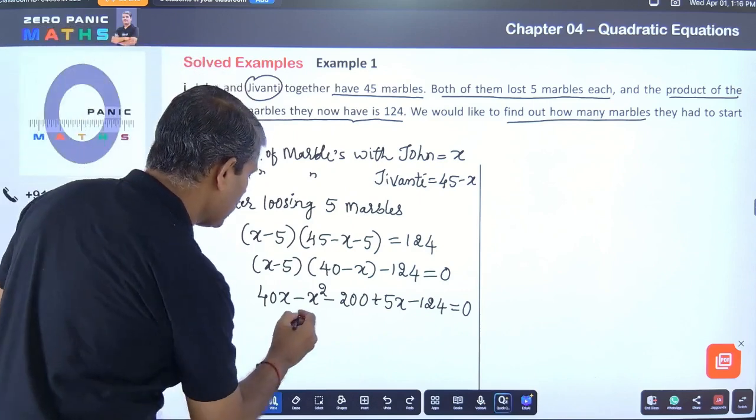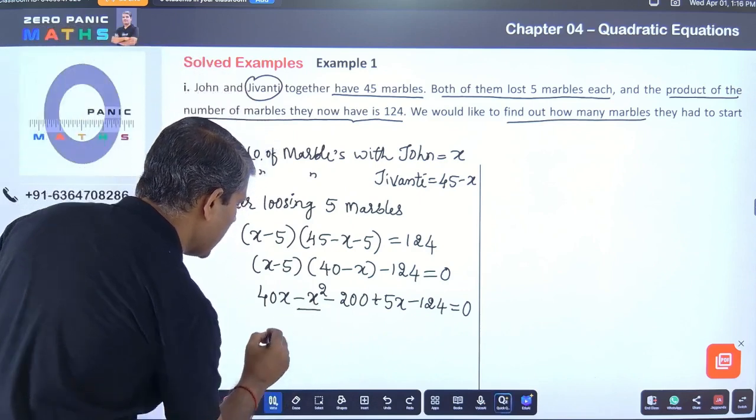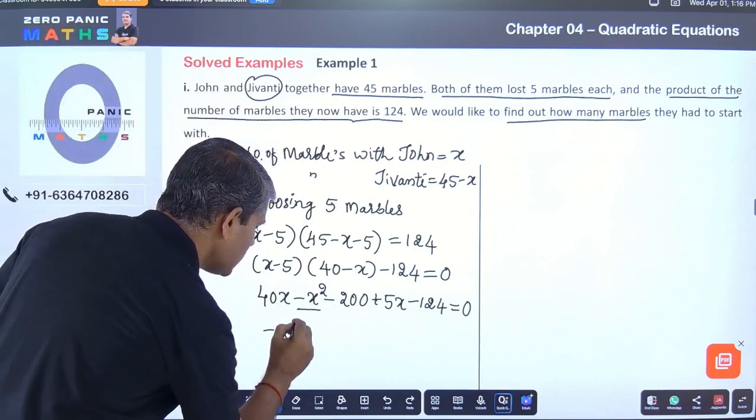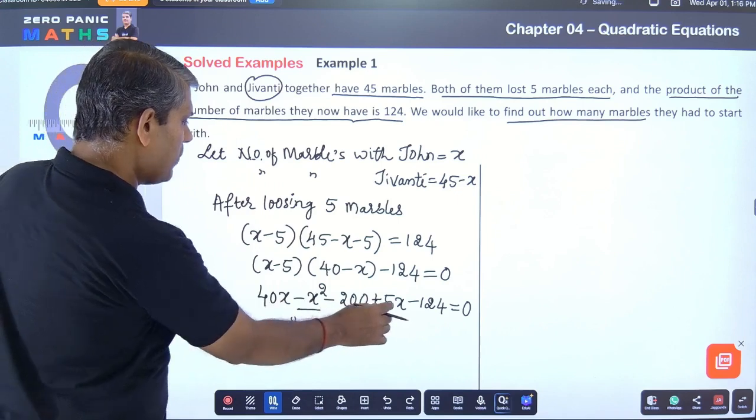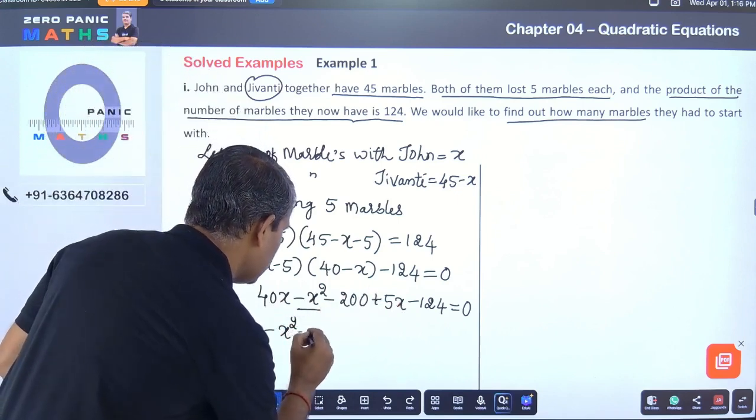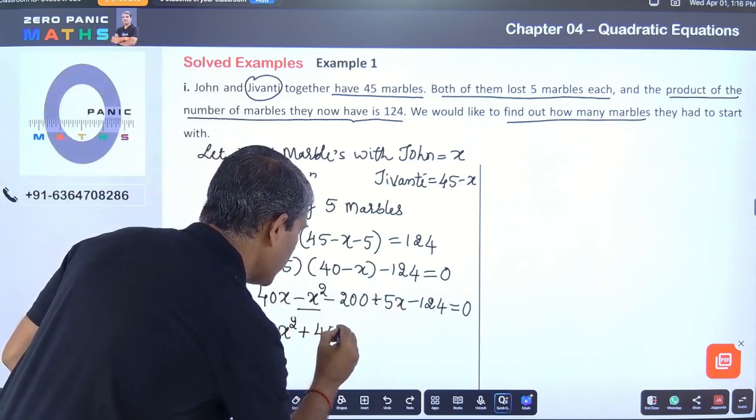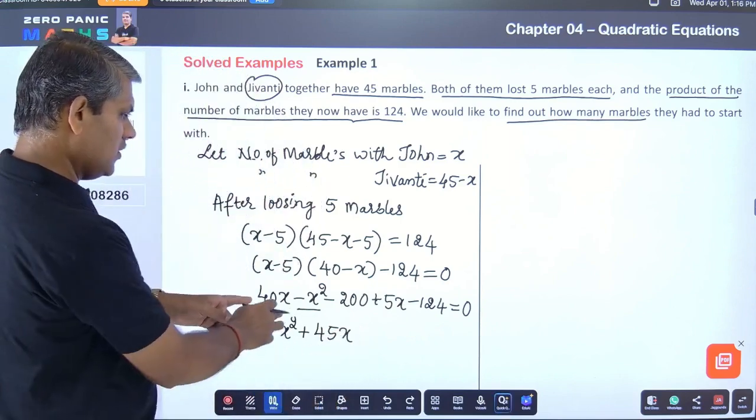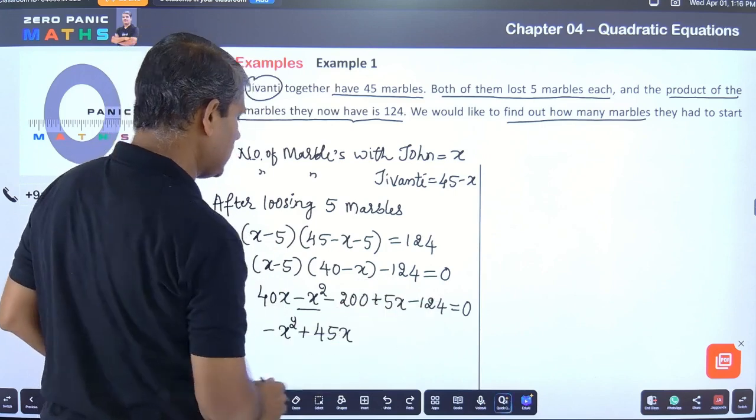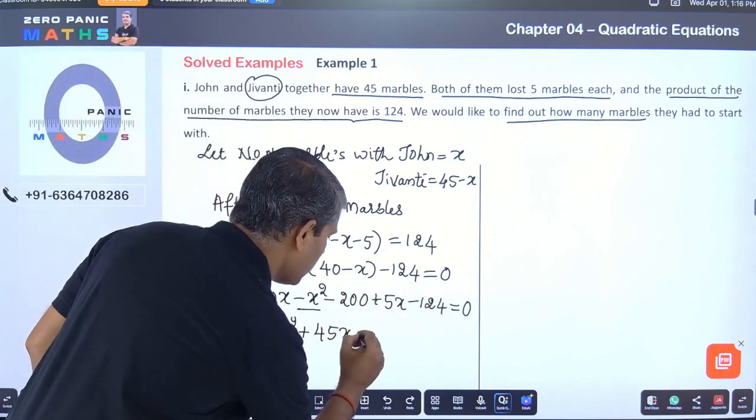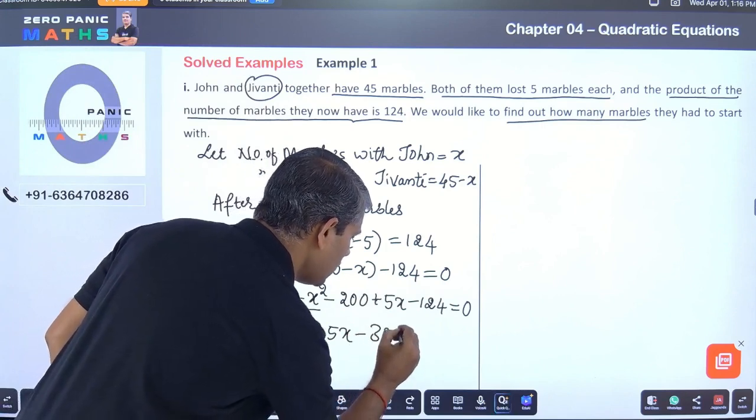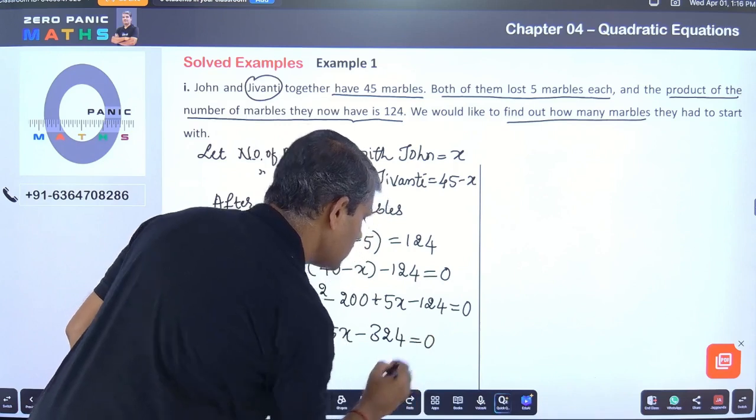Okay, now what else? Let me write the x square term first: minus x square. 40x plus 5x is plus 45x, and we don't have any other x terms. Minus 200 minus 124 is minus 324, is equal to 0.